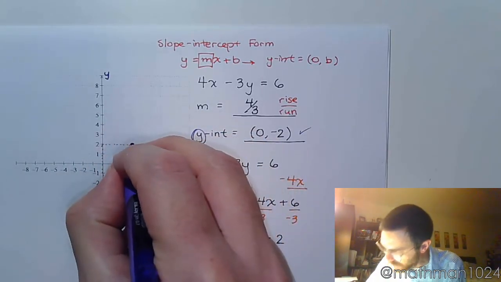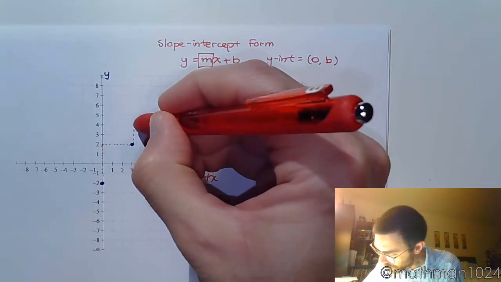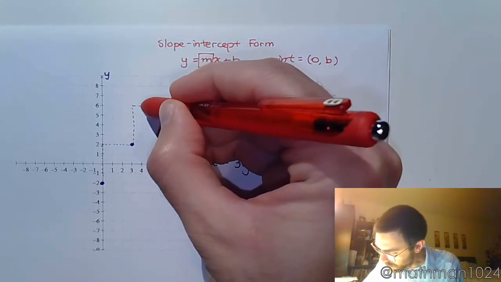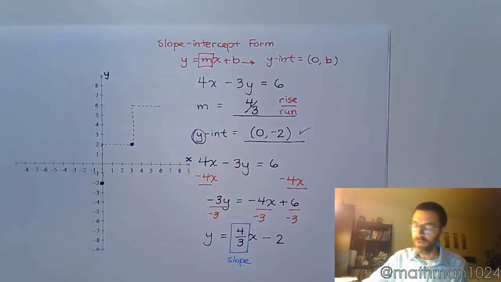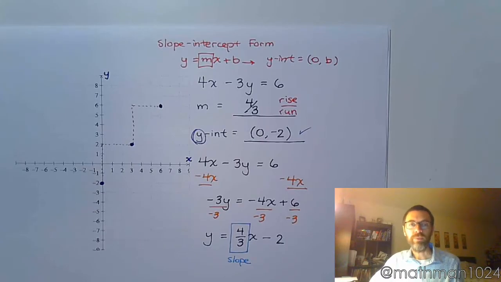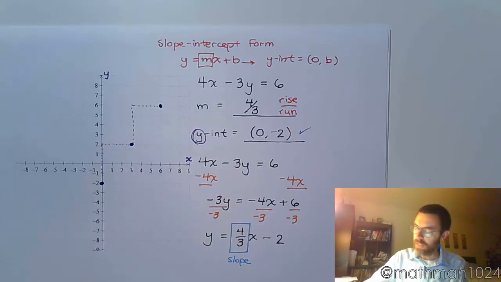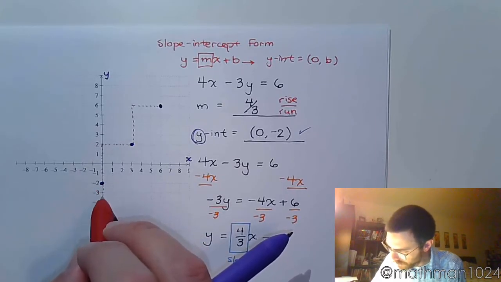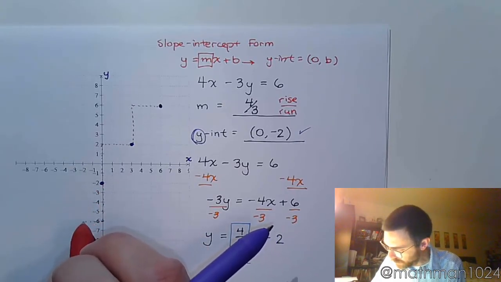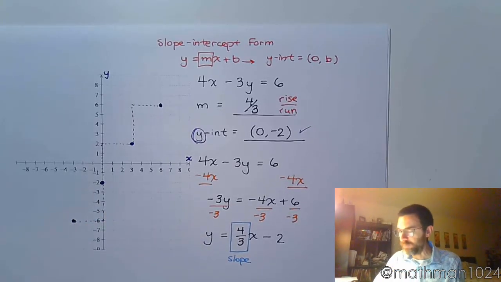I can plot another point. And I can do the same thing. I can go up 4 units, and to the left, or excuse me, to the right, 3 units. I can put another point. And if I need to get more points by going out to the left, I can do that by kind of reversing things. Instead of going up and to the right, I can go down 4 units, and to the left, 3 units. So I'm going to end up right here.